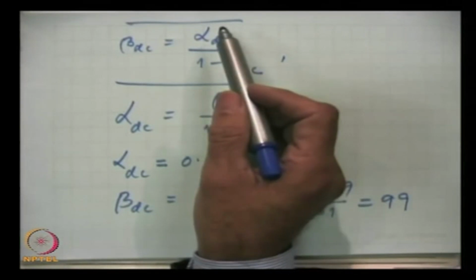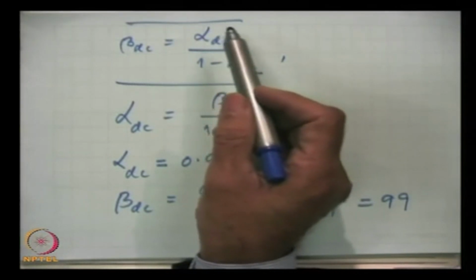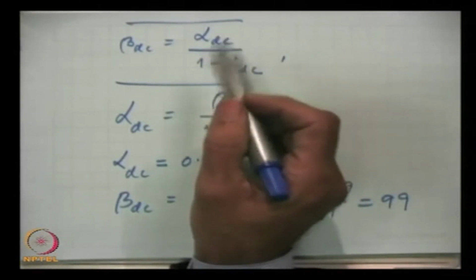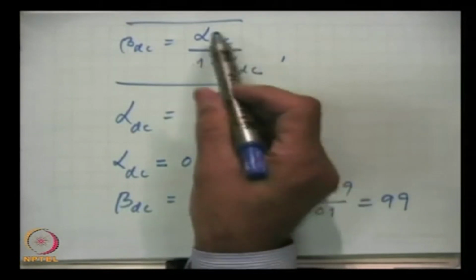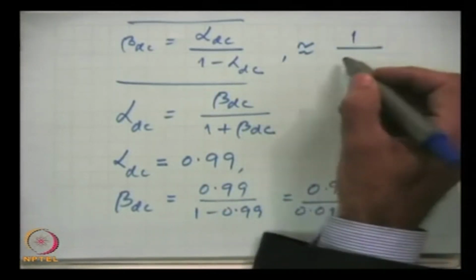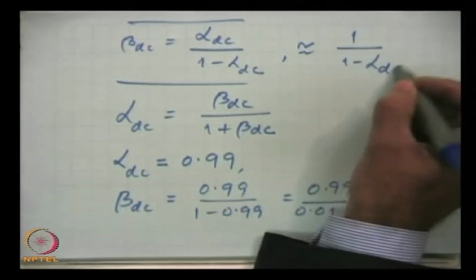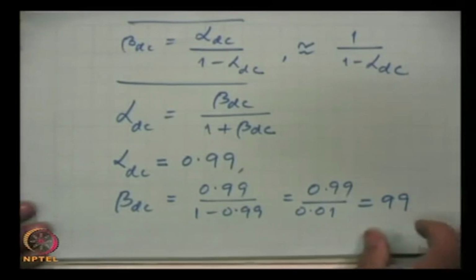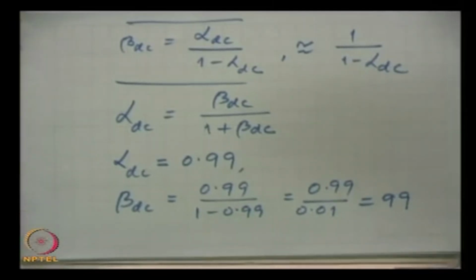Many times, because alpha is close to 1, beta DC is taken approximately as 1 by 1 minus alpha DC, and this is within a few percent, and a tolerance of a few percent is very much accepted in electronic circuits. If we use this, it will come to 100. So, the error is just 1%, but it may be 2% or so in other cases. So, this was about the relationship between the current gains.